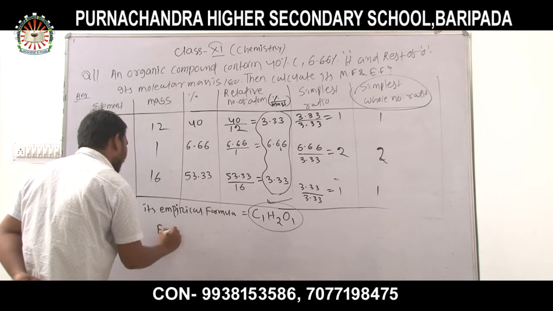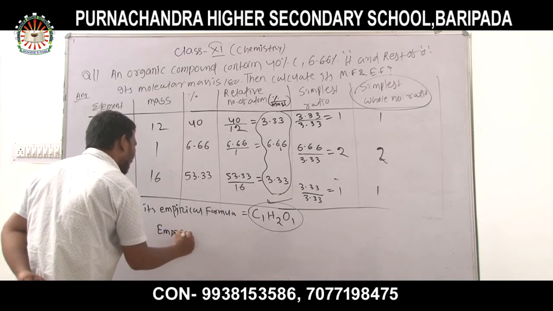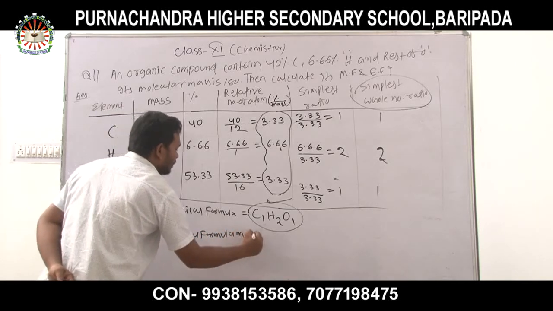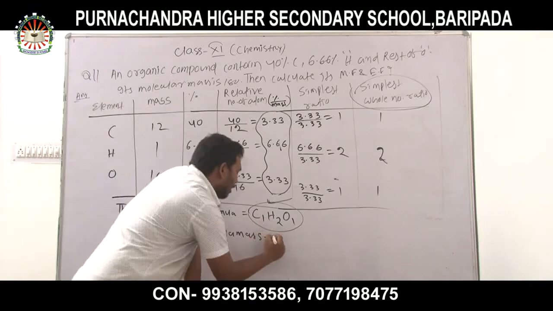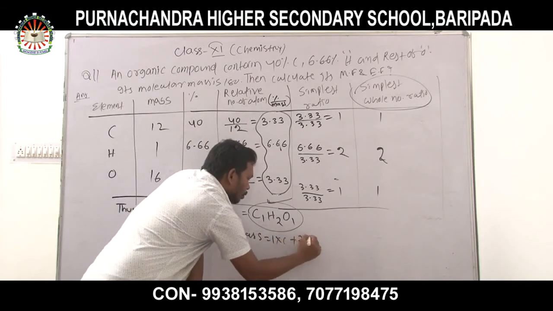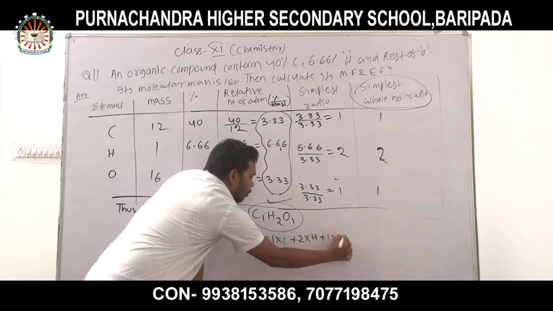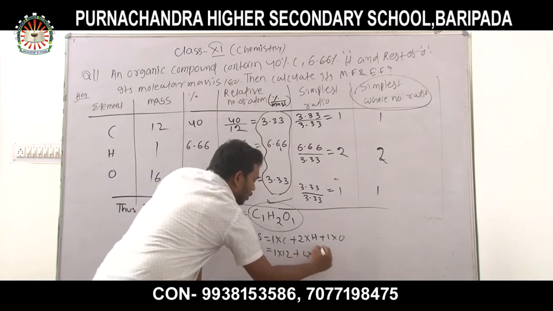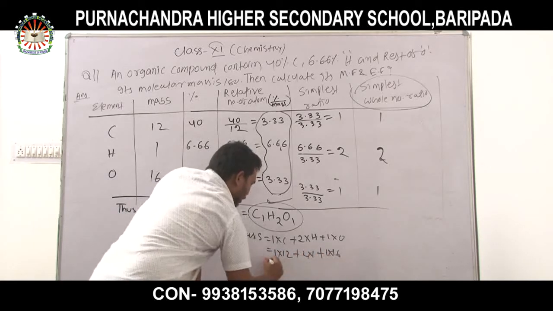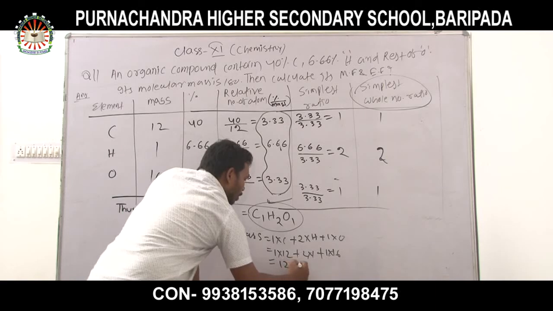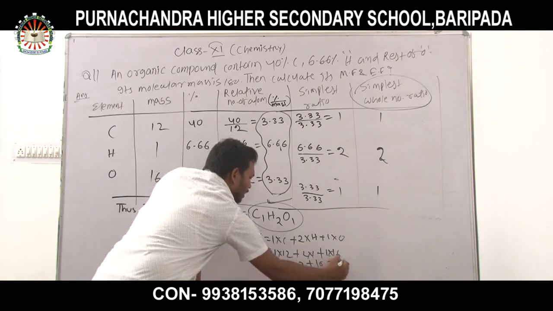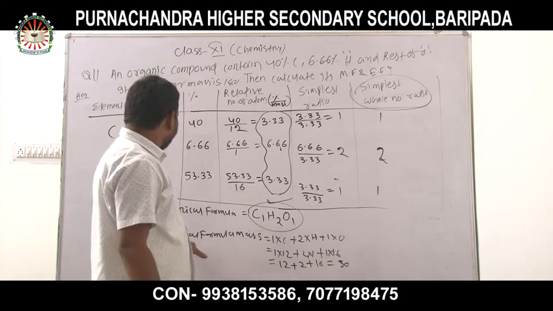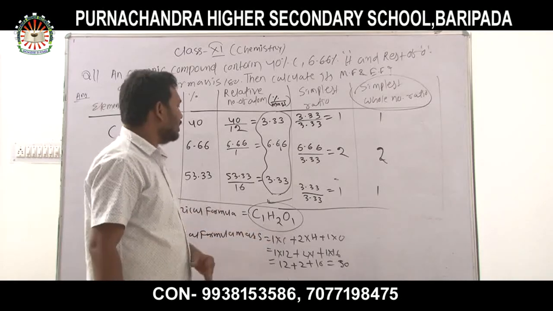Empirical formula mass: 1 into C plus 2 into H plus 1 into O, that is 1 into 12 plus 2 into 1 plus 1 into 16. 12 plus 2 plus 16 is 30. Thus, its empirical formula mass is 30.